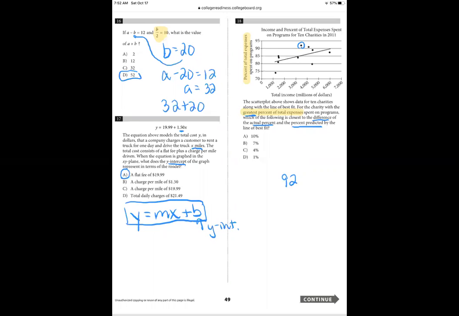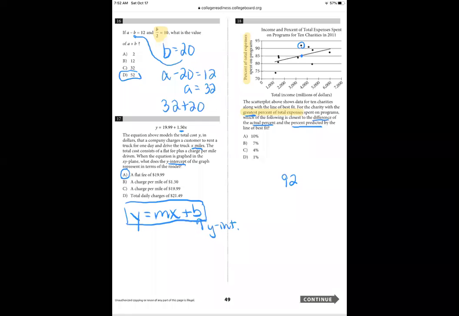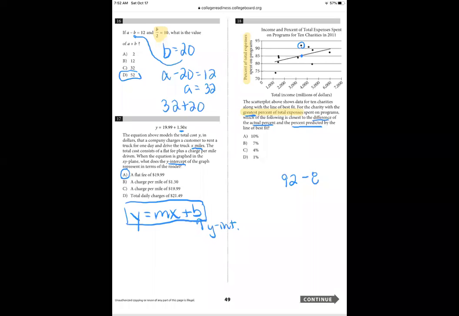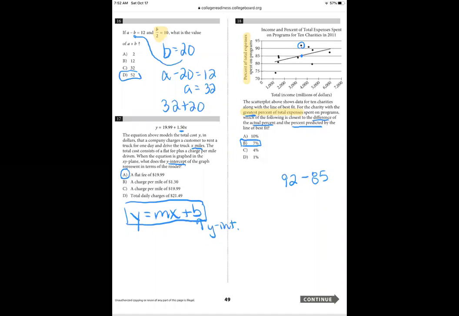92%, and for the line of best fit, if we match that up, it would be about there, which means the predicted value on the line of best fit would be about 85%. So the difference between the two is going to be approximately 7%, choice B for that one.